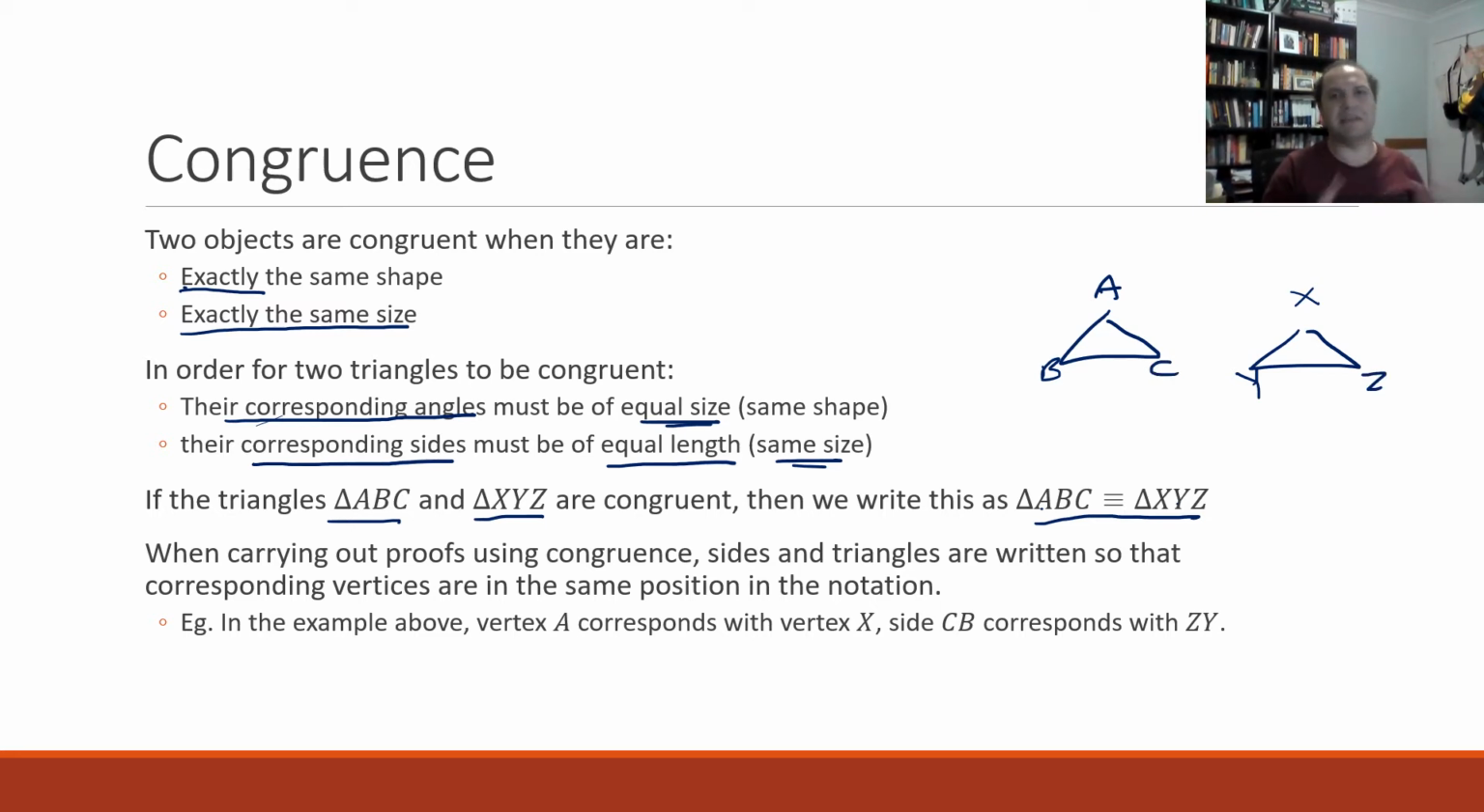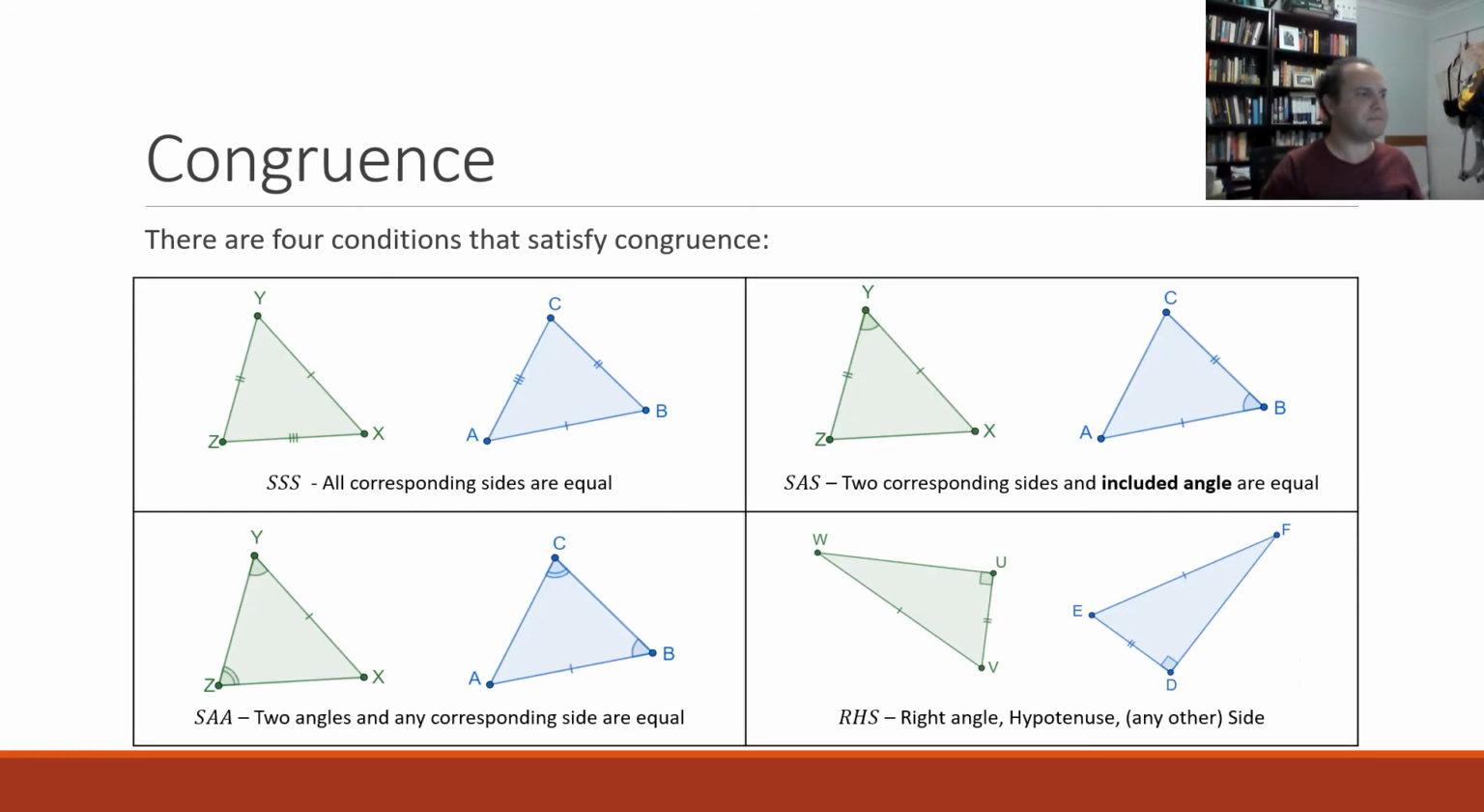It doesn't necessarily mean they're going to be in exactly the same spot, but the angle at A should be the same as the angle at X. The line from C to B in our other triangle should be the same as the line from Z to Y. It could be in a different rotation or orientation, but that notation stays the same. Now there are 4 conditions that satisfy congruence. It's important to know all of them, because we'll be using all of them in our proofs.